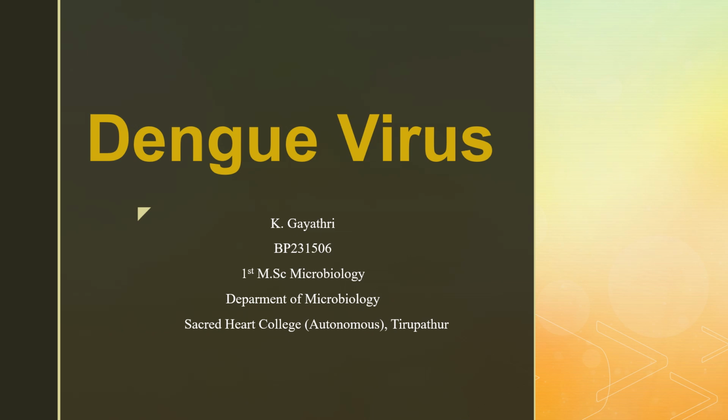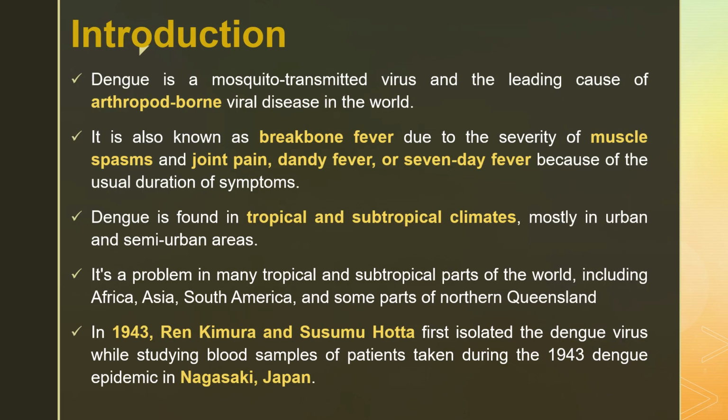Today we are going to discuss about dengue virus. Introduction. Dengue is a mosquito-transmitted virus and the leading cause of arthropod-borne viral disease in the world. It is also known as breakbone fever due to the severity of muscle spasms and joint pains, dandy fever, or the 7 days fever because of the usual duration of the symptoms. Dengue is found in tropical and subtropical climates, mostly in urban and semi-urban areas.